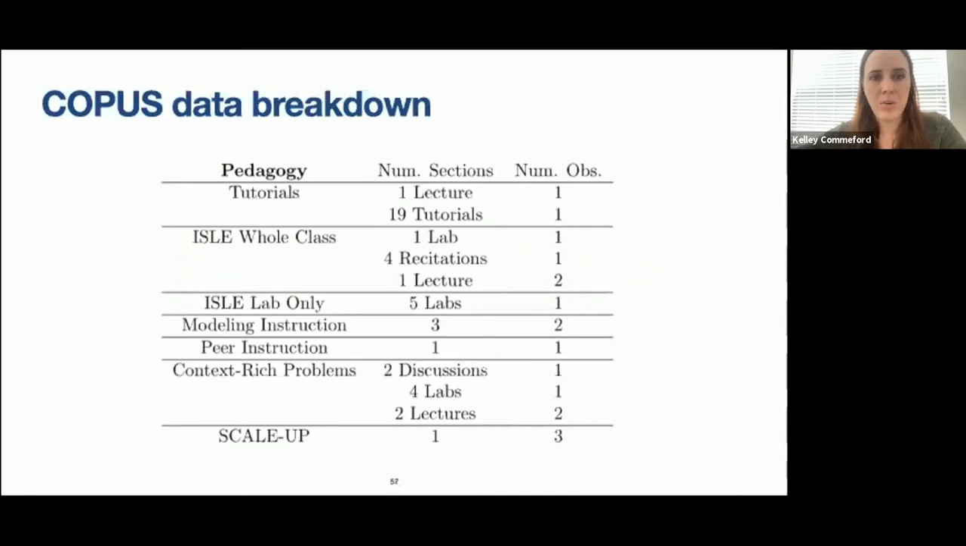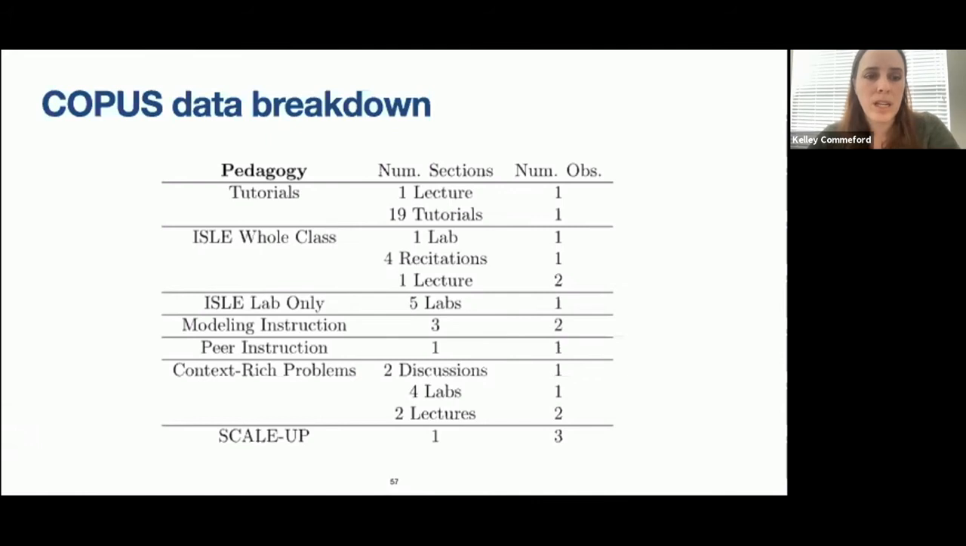So our COPUS data breaks down like so. In our previous paper, we had aggregated the modeling instruction and scale up, so a week of observations was in one profile. But here we treated them as separate observations, just so we're really clear about that. For our tutorials, we had 1 lecture observation and 19 tutorials. The whole class aisle, we had 1 lab, 4 recitations, and 2 observations of the same lecture.